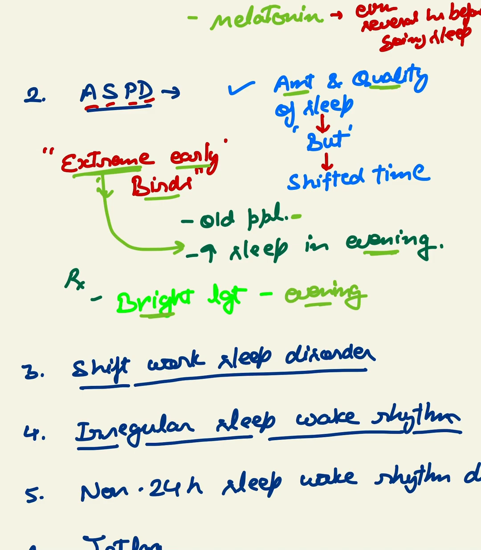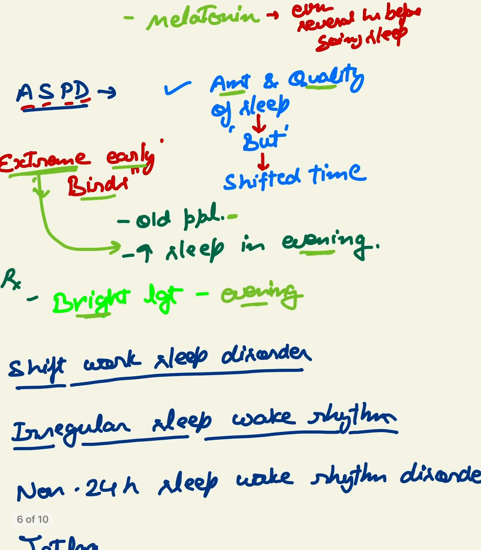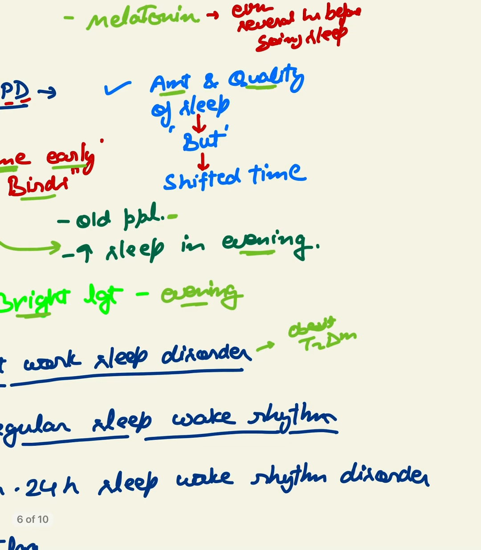Next is the shift work sleep disorder. Shift work sleep disorder can lead to multiple complaints like obesity, type 2 DM and diabetes, cardiovascular risk, and cancer, which we have discussed already. These kinds of sleep work disorder can lead to that. What is the treatment for that?